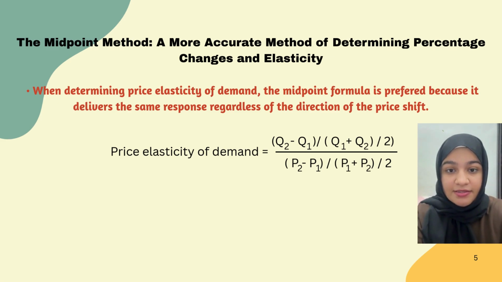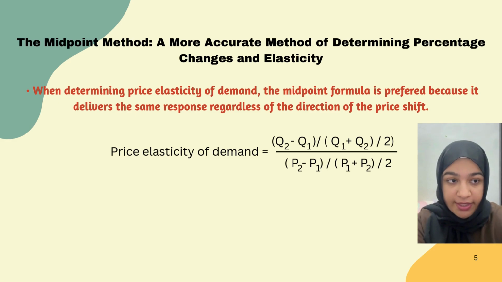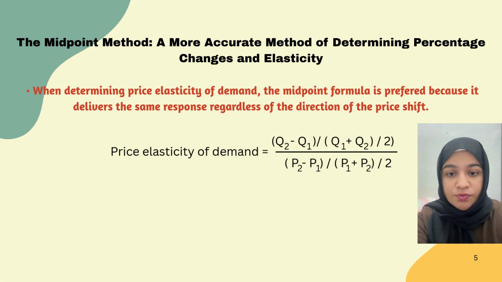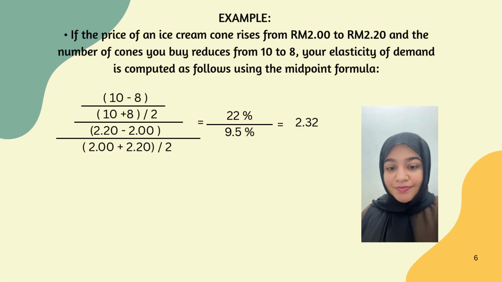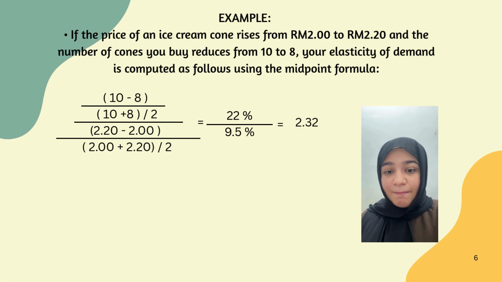Price elasticity of demand equals (quantity 2 minus quantity 1) divided by ((quantity 1 plus quantity 2) divided by 2), divided by (price 2 minus price 1) divided by ((price 1 plus price 2) divided by 2). This is an example of a question and the calculation given.